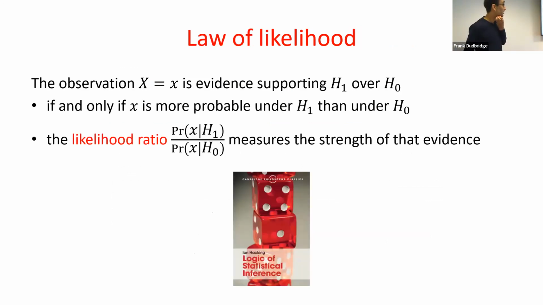So a better approach is to go with likelihood ratios. And there's kind of philosophical writing behind this. So the so-called law of likelihood, which says that the data are evidence supporting one hypothesis over the other if the likelihood ratio is in the direction of that hypothesis. So if the data are more probable under hypothesis one, then the data are evidence in favor of hypothesis one. And we can measure the strength of the evidence with a likelihood ratio.